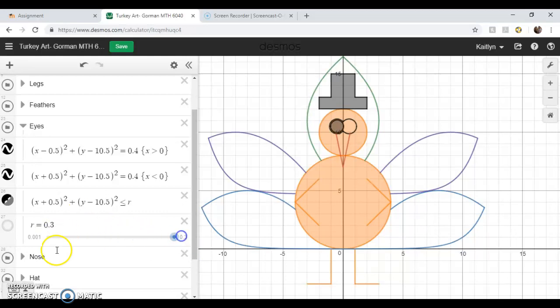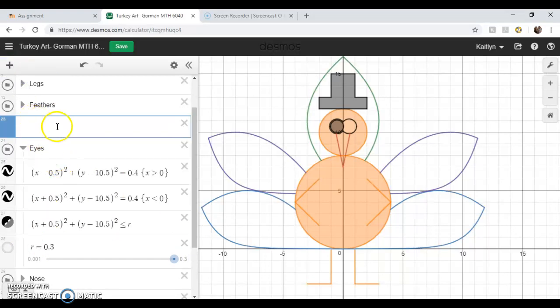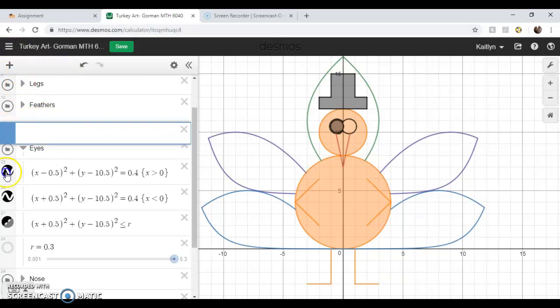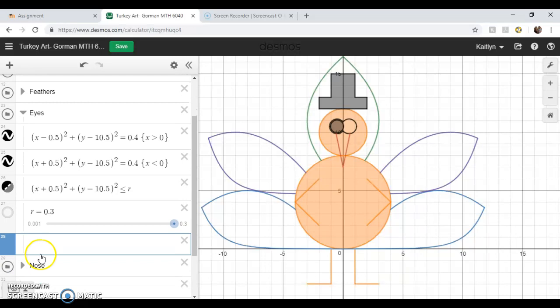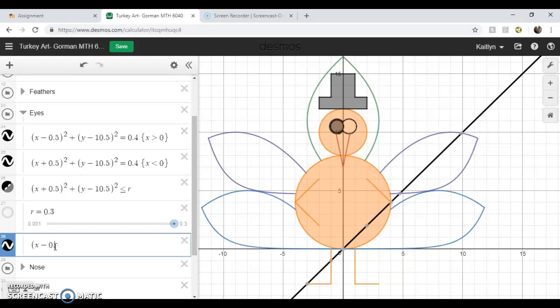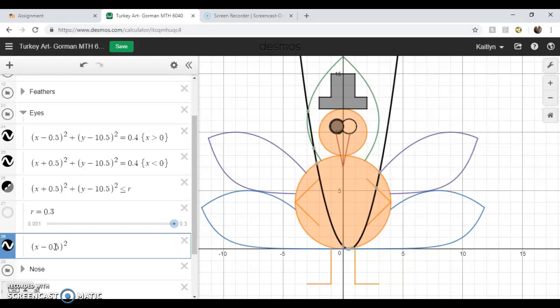And then I'm also going to add one for the other one. So the same thing, I'm going to add the other one. Oops, and I want it in the eyes column. So I organized these by each body part, so it was easy to see which equations went with what. So I'm going to add my other one, x minus 0.5 squared plus y minus 10.5 squared. And then same radius, so 0.4.